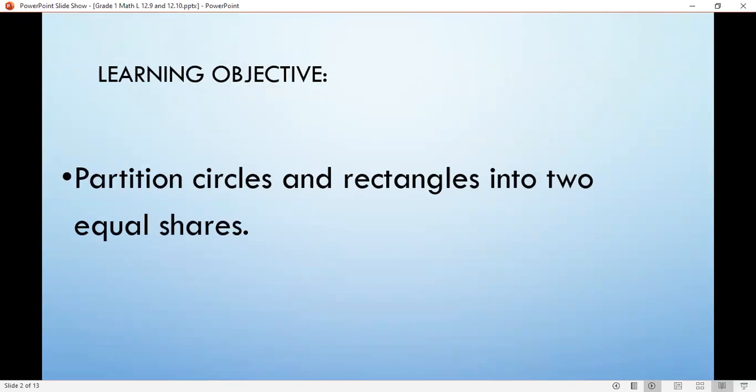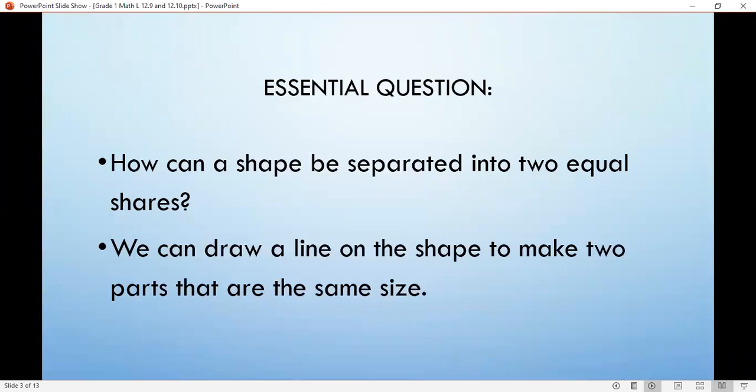Now, what is the learning objective? We will learn to partition circles and rectangles into two equal shares. So, the essential question is, how can a shape be separated into two equal shares? We can draw a line on the shape to make two parts that are the same size. So two equal shares have the same size.